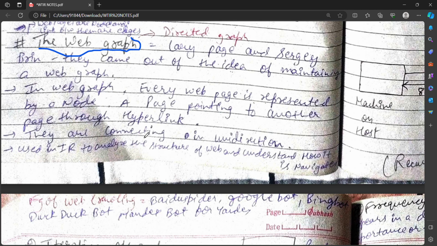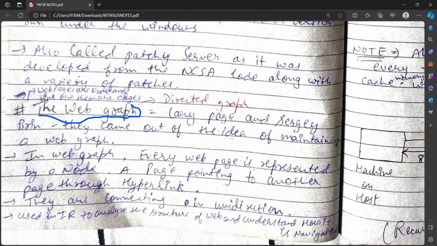So you can now understand better the definition I told you earlier, that web pages are nodes, or you can say vertices, and the links between them are edges. Edges mean the line which connects two web pages, and that line is made with the help of a hyperlink. One page has a hyperlink, and by clicking on that hyperlink it takes us to another website. That makes the link, the edge, between the two web pages, and these web pages act as nodes.